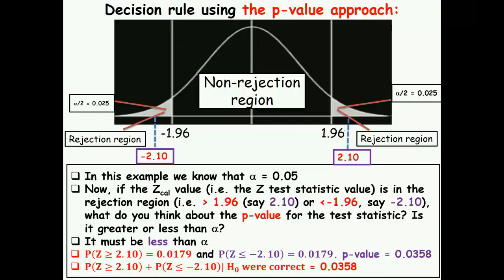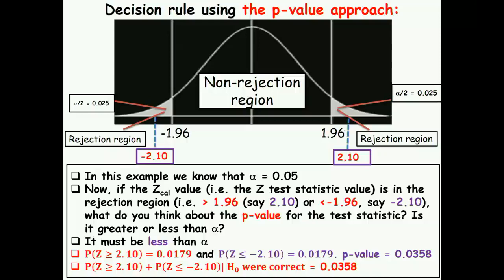Why do I add them? Because you divided the alpha value, so now you have to add. Yes, because we are doing two tests. If you are doing two tests, the p-value must be multiplied by 2. If it is a one-tailed test, then we don't need to. So 0.05358 is less than alpha. That's why we reject the null hypothesis.